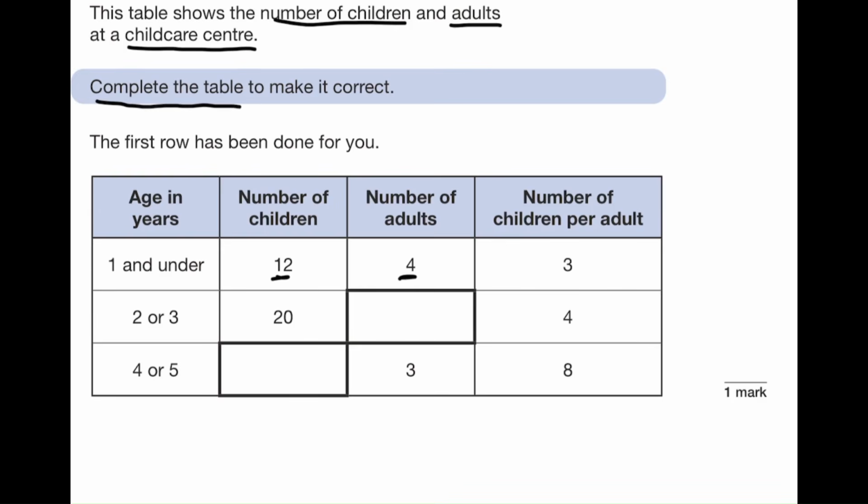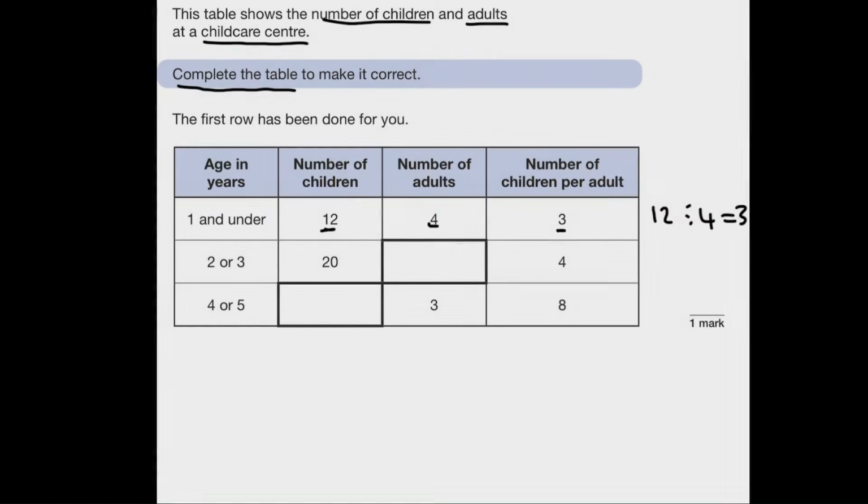I can see that there were 12 children aged 1 and under. There were 4 adults, and therefore there were 3 children per adult, as 12 divided by 4 is equal to 3. In the next row, we can see there are 20 children aged 2 or 3. There are 4 children per adult, and 20 divided by 4 is equal to 5. So there are therefore 5 adults.